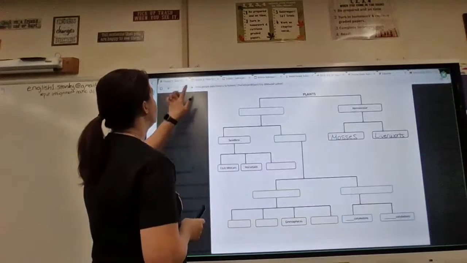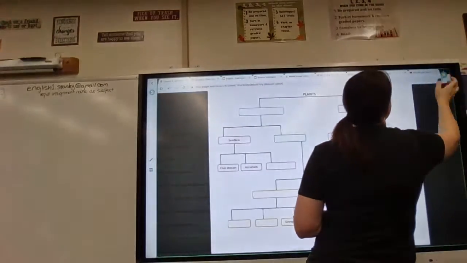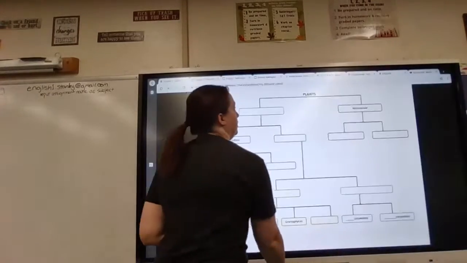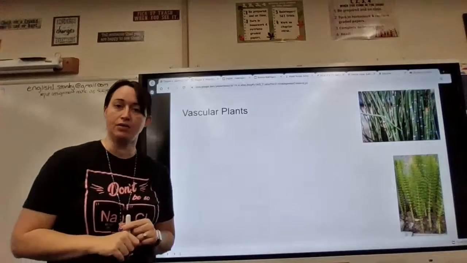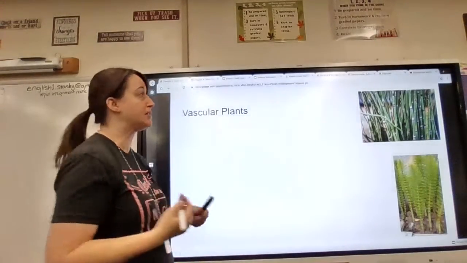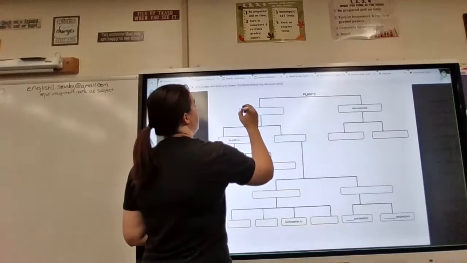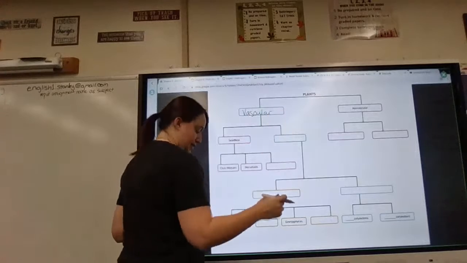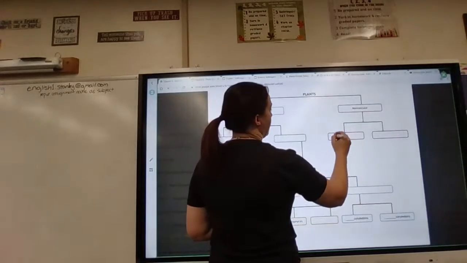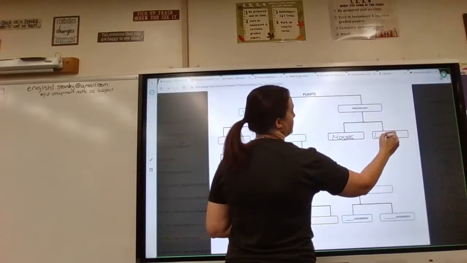Next, we're going to go back over here. What are we talking about now? Now we're going to talk about some vascular plants. So you go back to your chart and you write vascular on this side because this is opposite of our non-vascular plants. Remember our mosses and our liverworts.